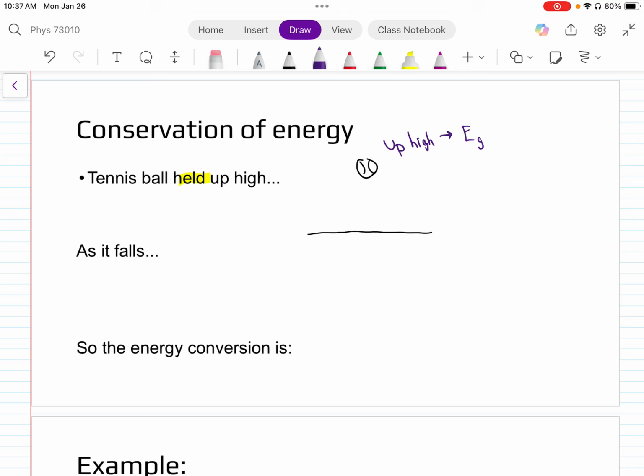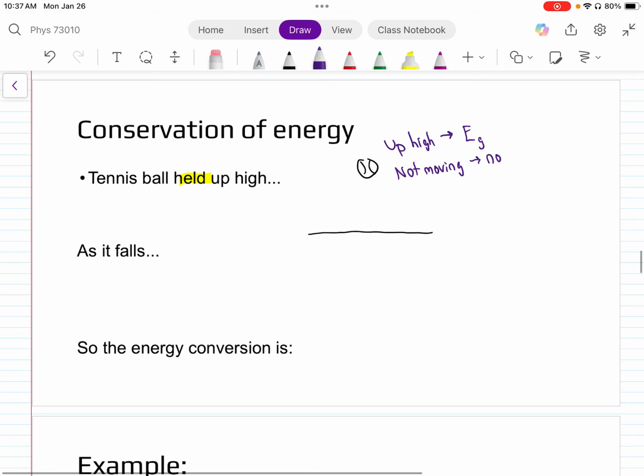The fact that it's held, what that means in physics is it's not moving, as opposed to if I said a tennis ball is thrown, then the tennis ball would be moving. If it's up high but not moving, it's just got EG. As the tennis ball falls, later in time, we're going to talk about that split second before the ground slows it down and adds a force and stops it. As the tennis ball falls, it ends up down low. So that means it doesn't have any EG anymore, but it's moving. So it's got some EK.